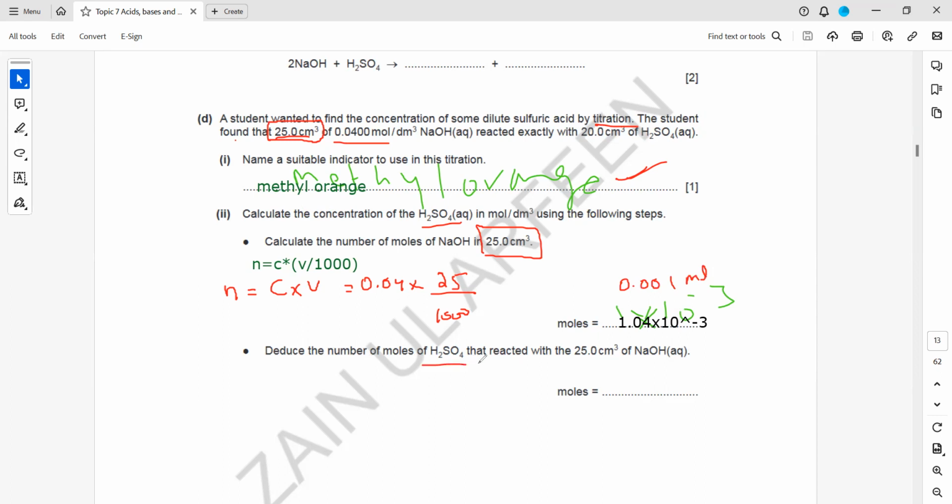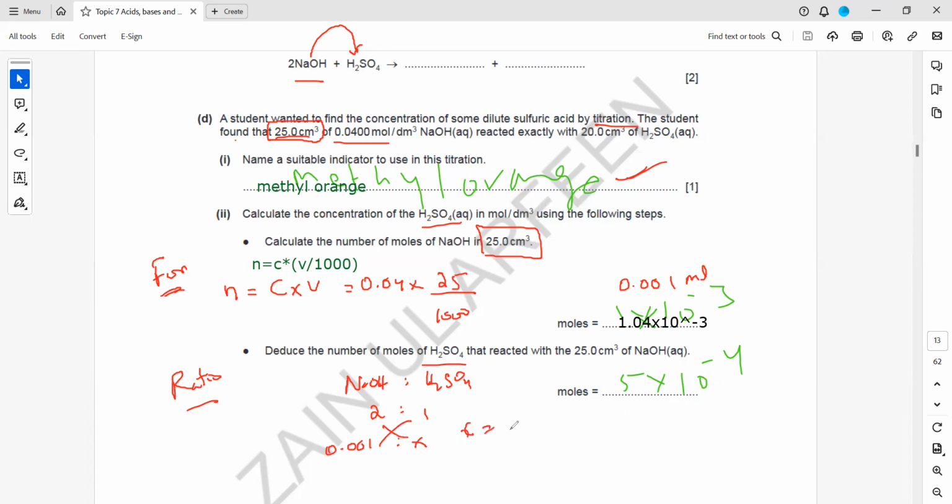Now, deduce the number of moles of sulfuric acid. So how to deduce the number of moles of sulfuric acid? The first one, we use a formula. The second part, we'll use a ratio. And what is the ratio between the sodium hydroxide and sulfuric acid? The ratio is 2:1. So 2 moles of sodium hydroxide react with 1 mole of sulfuric acid. So if you have 0.001, how many moles will be there? We cross multiply. So it will be half of it. So 0.0005 moles will be there, which is 5 exponent minus 4.